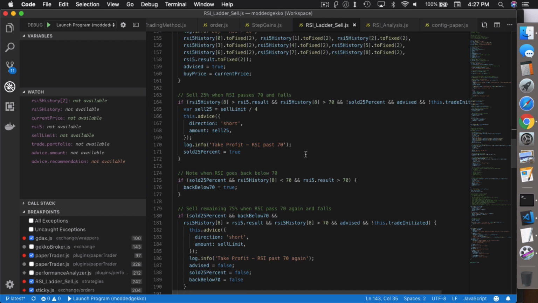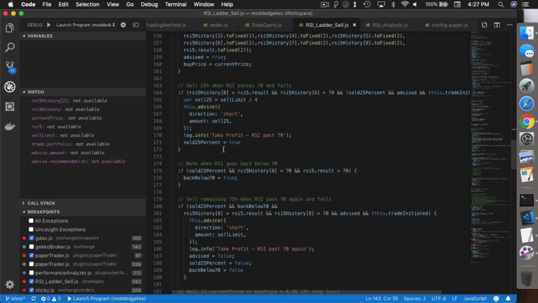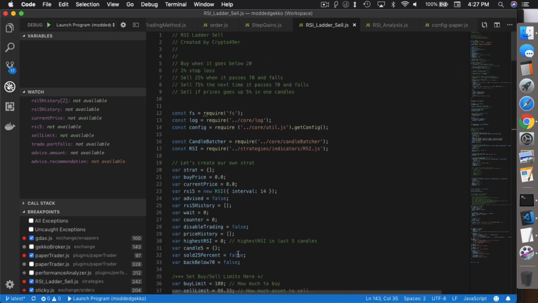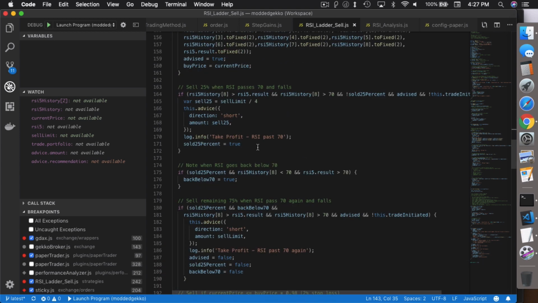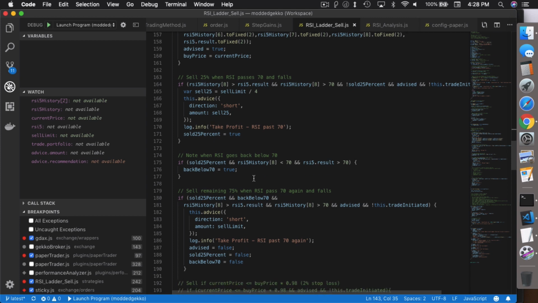And then after we sell 25%, we're going to set this boolean sold 25%, which we declared all the way up here, originally false. We're going to turn that to true. This is basically a flag to let us know our current situation in terms of how much we sold so far.